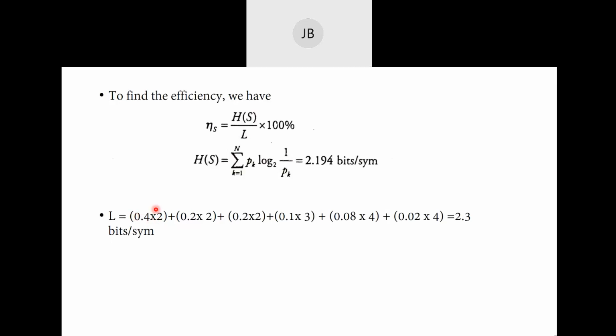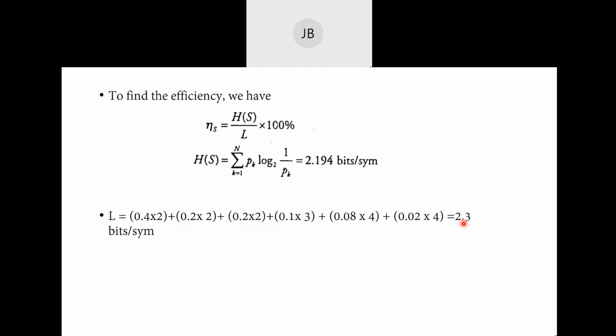So for every symbol, for example, the first symbol has a probability of 0.4 and it has a code word length of 2, there are 2 bits, 0 0. For the second symbol, the probability is 0.2 multiplied by the length of the code word, there are 2 bits. Similarly, the last symbol F has a probability of 0.02 and its code word length consists of 4 bits, 1 1 1 1. So we have a number 4 here. That's basically the length of the code word.